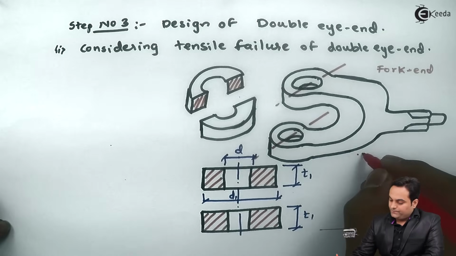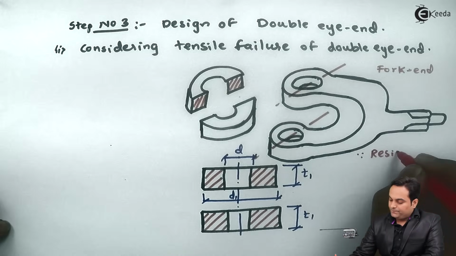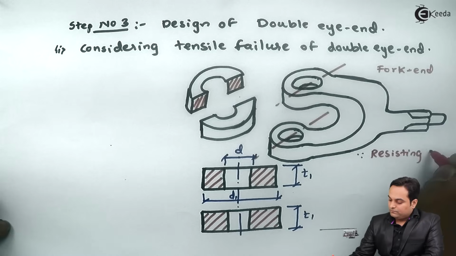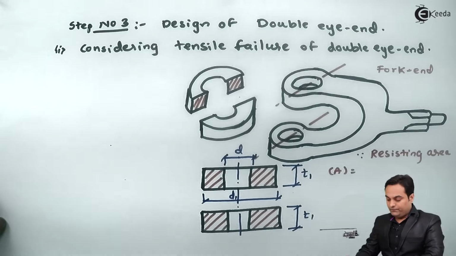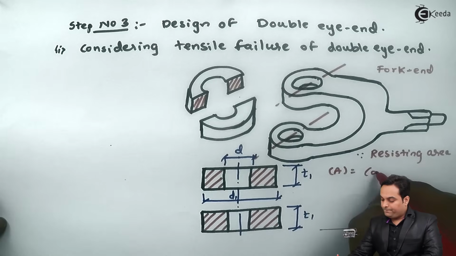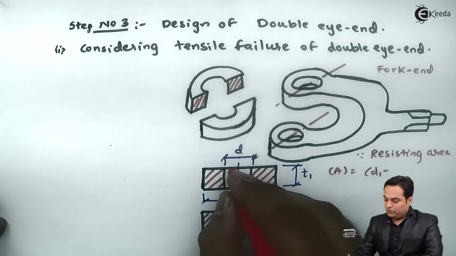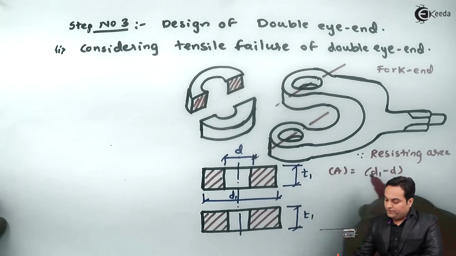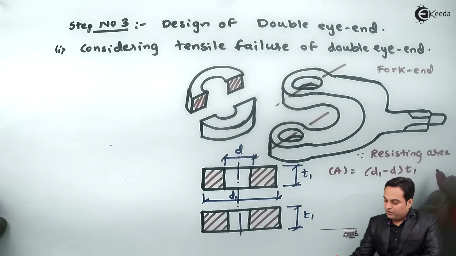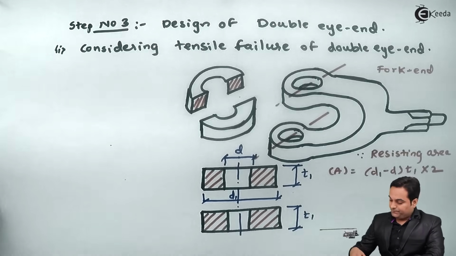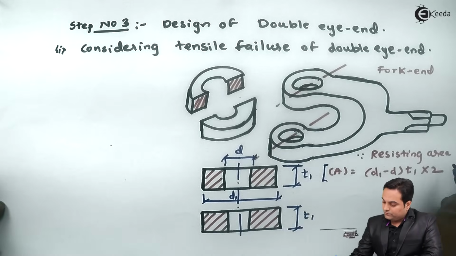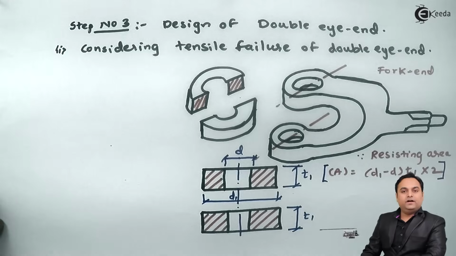So I'll say that there is 2 pair of area. So since resisting area, capital A, will be equal to D1 minus small d into T1. Now I'm multiplying by 2 because here I have two such areas. So this is the resisting area.